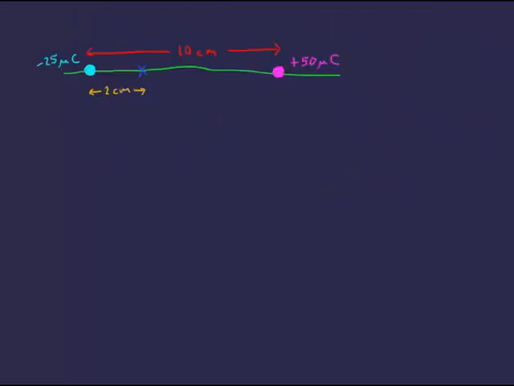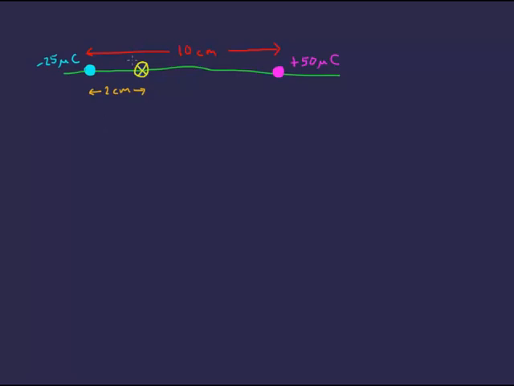Okay, we're going to do a problem where, first of all, we are going to find the direction and magnitude of the electric field at a place that's 2 centimeters away from a negative 25 microcoulomb charge that is separated from a 50 microcoulomb charge by 10 centimeters. In other words, we've got these two charges and we want to know what the electric field is right there. The electric field is a vector, so we have to determine the magnitude and direction.